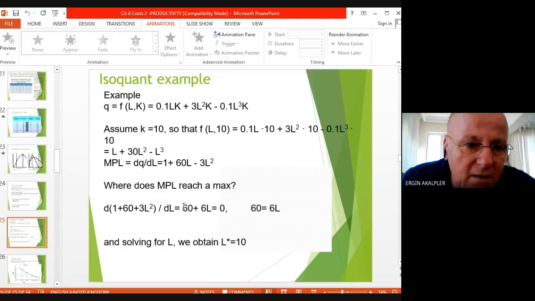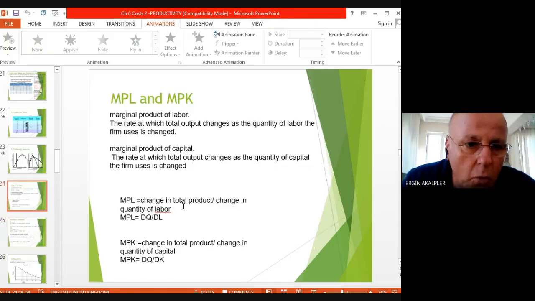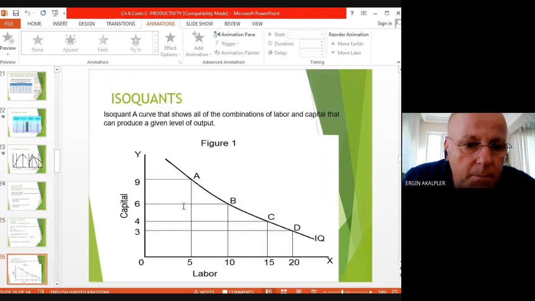We have here one example, the so-called isoquant example. The isoquant curve, as you are observing, is a curve that shows all the combinations of labor and capital that can produce a given level of output. As you observe here, this is totally dissimilar to the indifference curve, but here we are using the inputs, capital and labor. As much as you are increasing labor, it is becoming labor intensive, and as much as you are increasing the capital, it is becoming capital intensive.